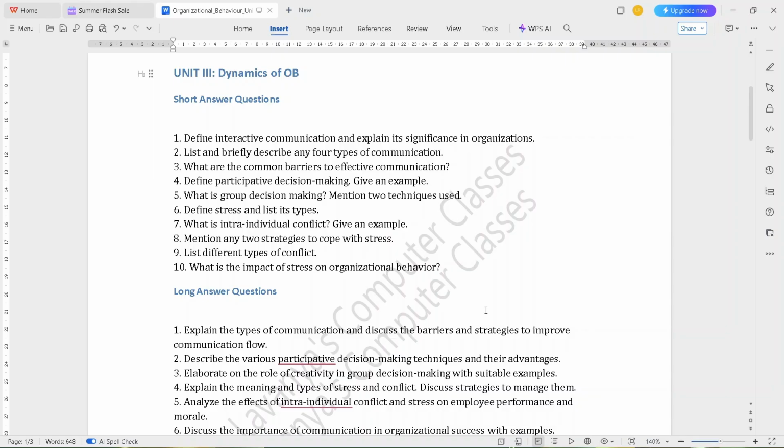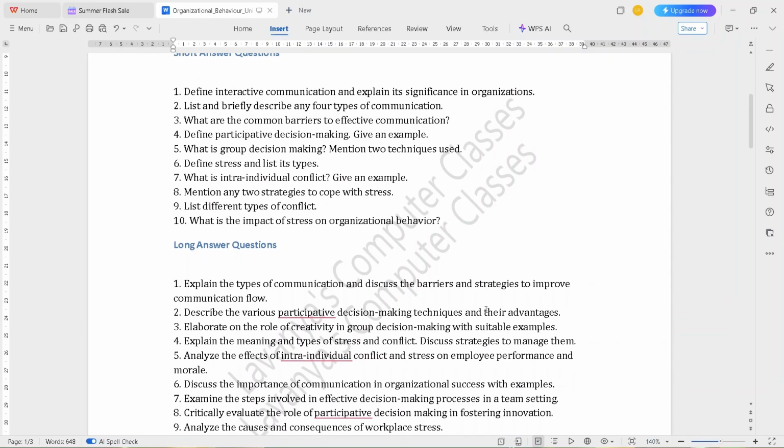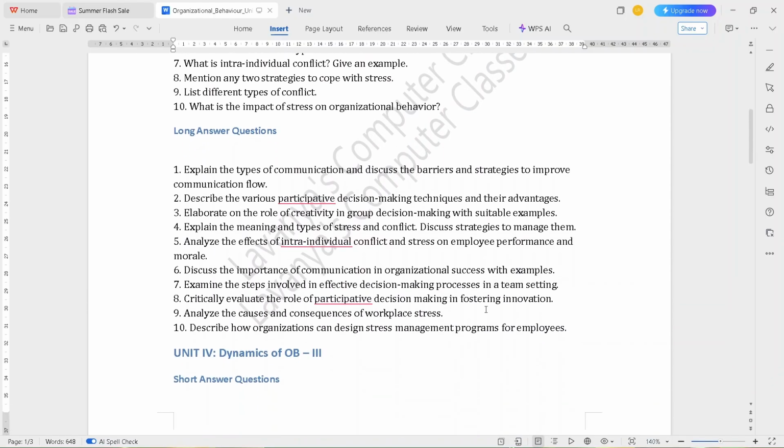What is intra-individual conflict? Give an example. Mention any 2 strategies to cope with stress. List different types of conflict. What is the impact of stress on organizational behavior? The long answer questions are, explain the types of communication and discuss the barriers and strategies to improve communication flow.